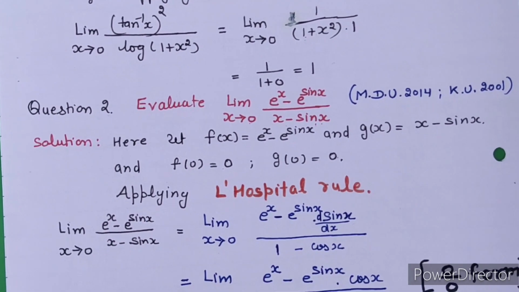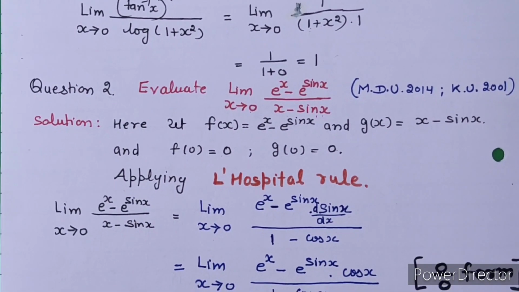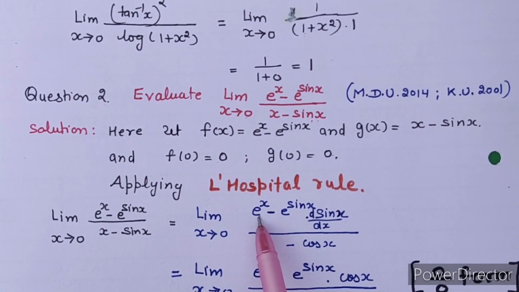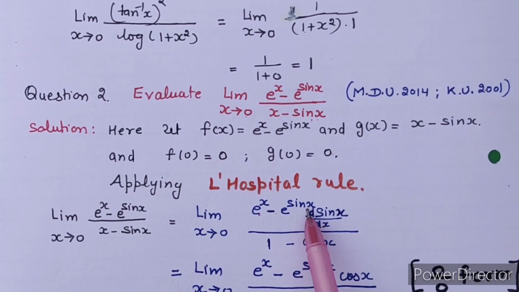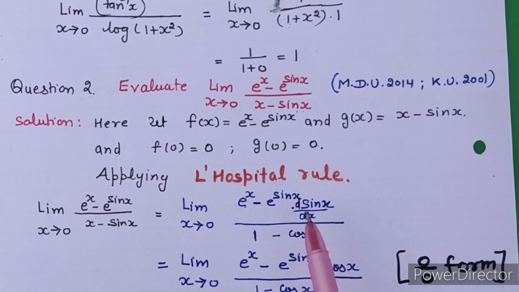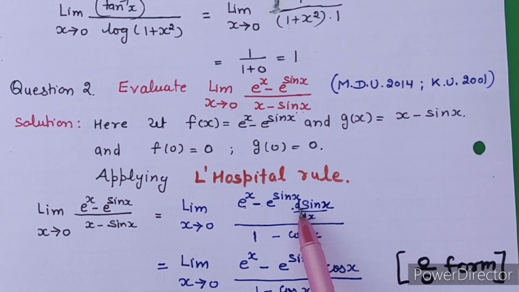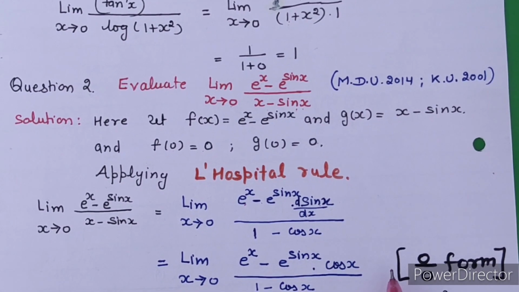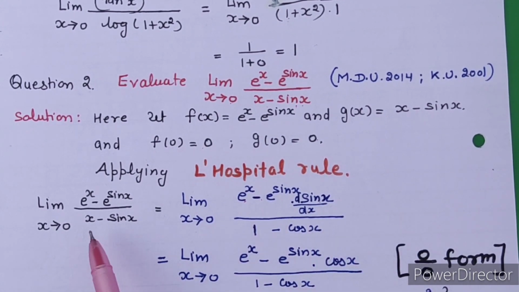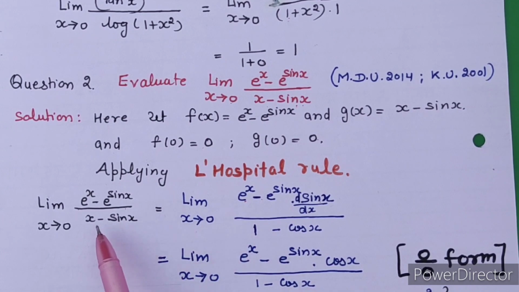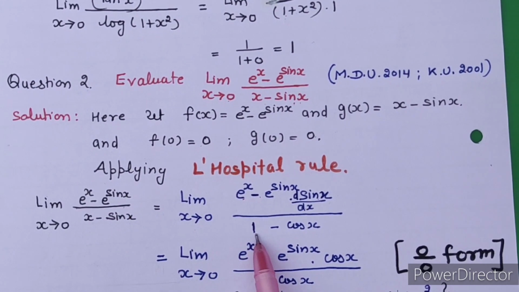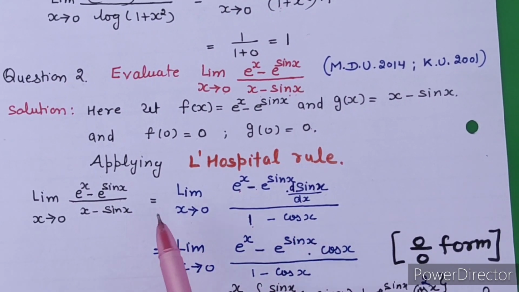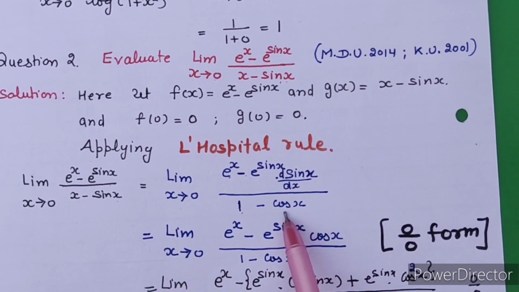Now differentiation of e^x is e^x, minus the exponential derivative e^(sin x) is the same, into the derivative of the inside term. Who is the inside term here? The inside term is sin x, so I wrote here the differentiation of sin x. Okay, and for g of x, the derivative of x, what will come? That is 1, and minus sin x, what will its derivative be? cos x.